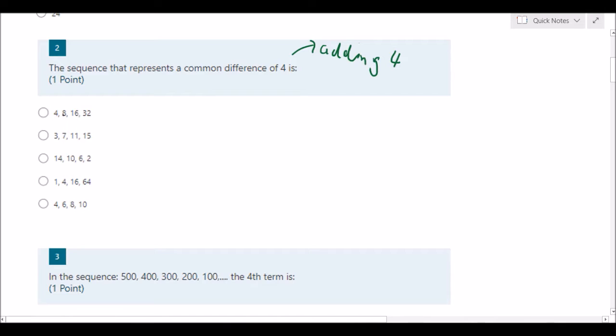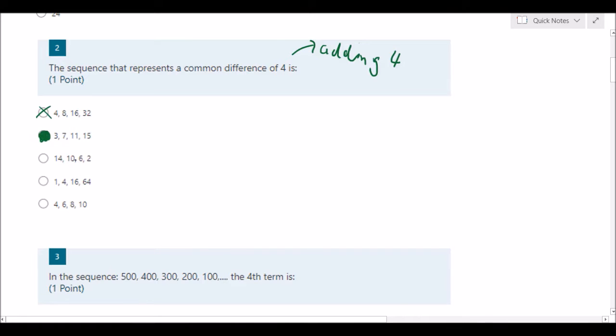So 4 plus 4 is 8, which is correct. 8 plus 4 should be 12, so it's not 16, so this can't be that. 3 plus 4 is 7, good. 7 plus 4 is 11, good. 11 plus 4 is 15, so it should be this one.